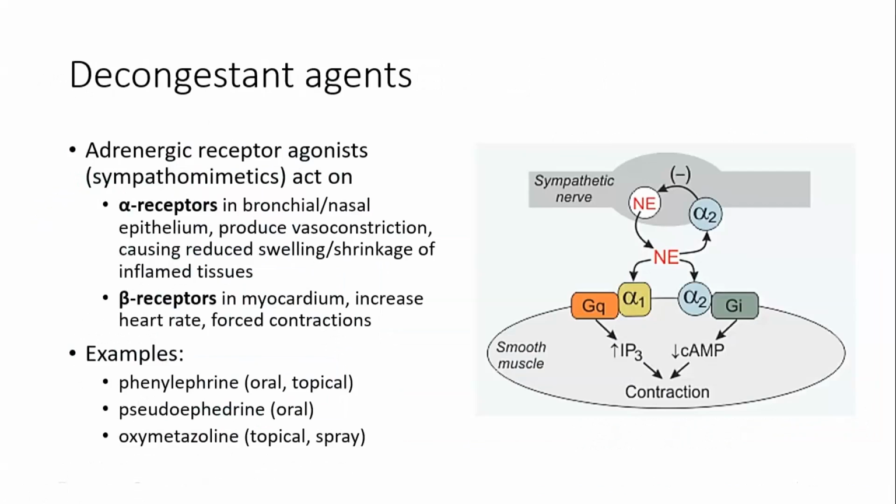And then the congestant agents, for example, phenylephrine, pseudoephedrine and oxymetazoline. This is the adrenergic receptor agonist. Act on alpha receptor and beta receptor. So alpha receptor ni lebih kepada vasoconstriction, can reduce swelling or shrink the inflamed tissue, and then beta receptor in myocardium. So myocardium tu biasanya B1 lah kan, increase heart rate and force of contraction. So this is the congestant agent. Okay, that's all. Ada soalan?